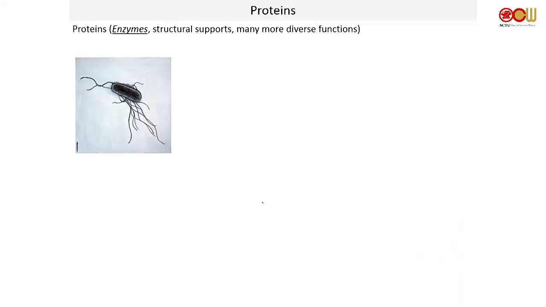So carbohydrates are very interesting in that, depending on how they're organized, you can have very different properties in terms of strength. Okay, so carbs are very, very interesting. Proteins consist of enzymes, structural supports, etc., and other diverse functions. For example, proteins can help your bacteria move around, like these little thingies. It sort of spins, and then your E. coli can fly around.